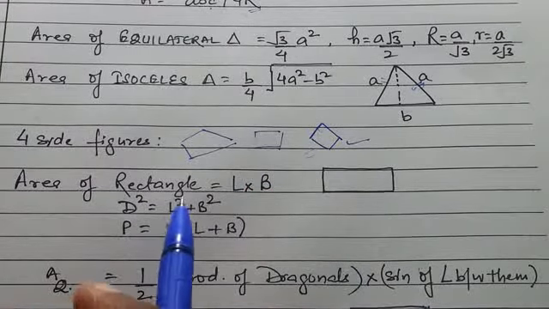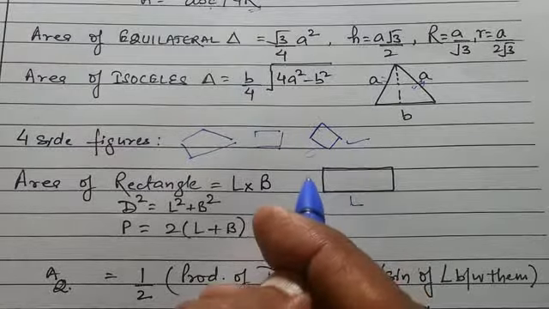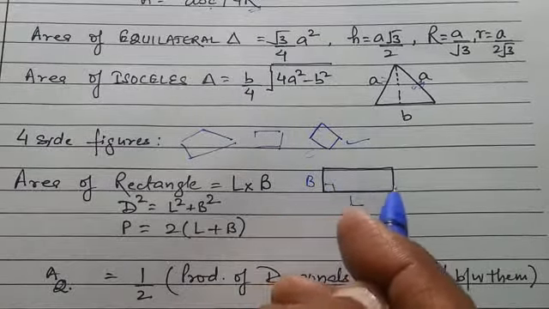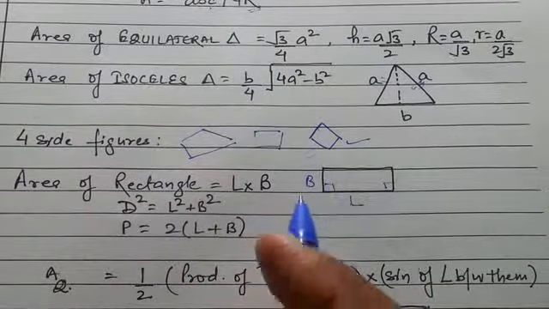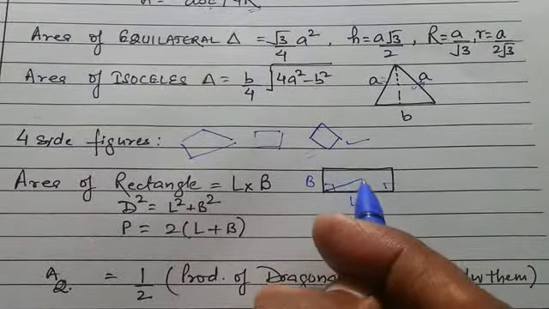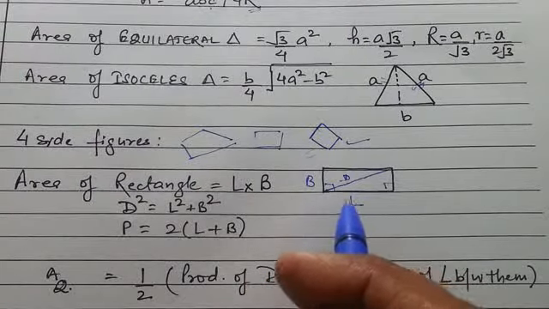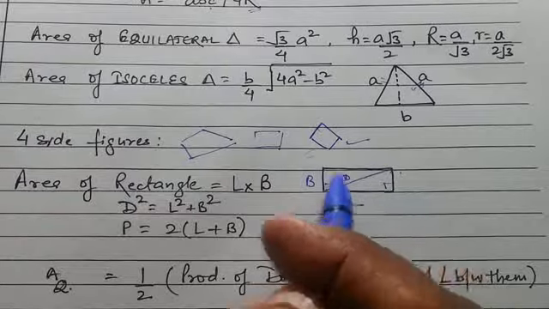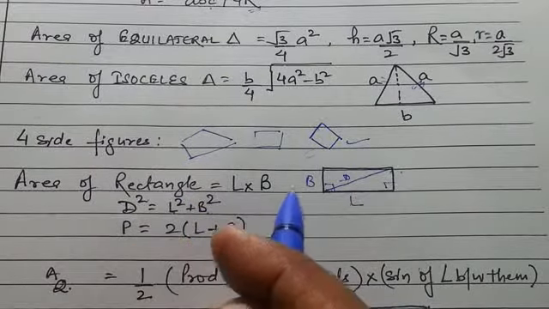So let us take the rectangle first, area for a rectangle. We have length over here, breadth over here, and the angle is 90 degrees over here. So area is equal to length into breadth. And we have a diagonal also. For finding the diagonal, we'll apply the Pythagoras theorem. L square plus B square is equal to D square. So D square is equal to L square plus B square, and area is equal to length into breadth.